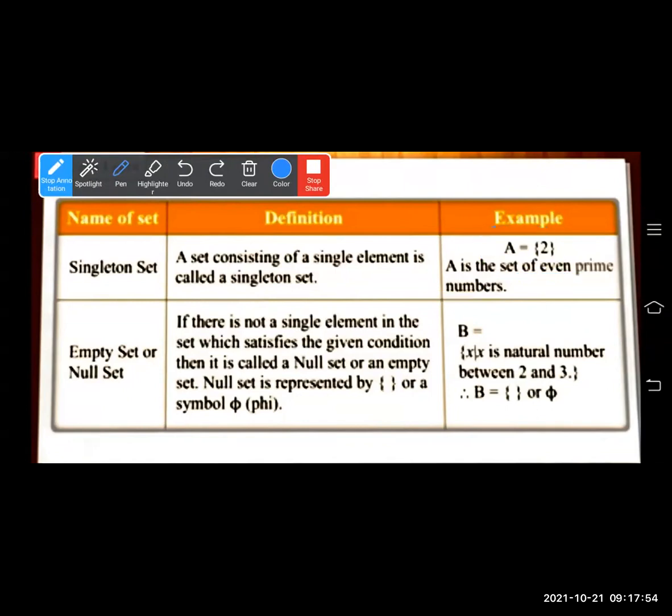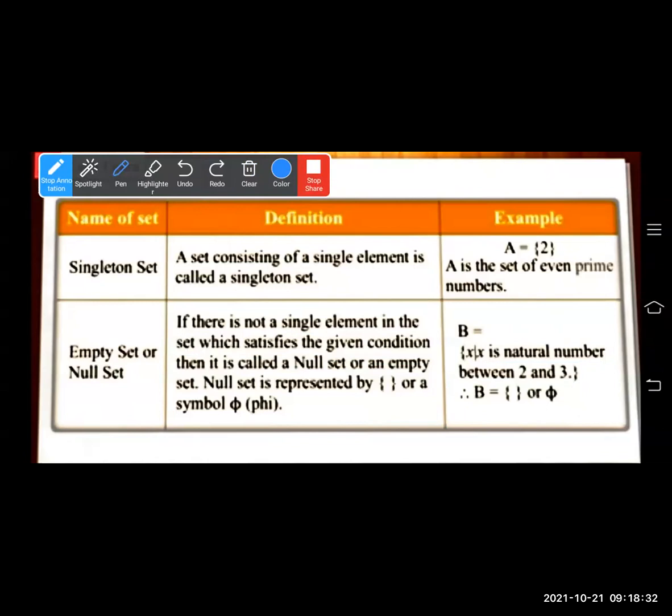Then empty set or null set. If there is not a single element in the set which satisfies the given condition, then it is called a null set or empty set. The null set is represented by opening and closing braces, or by the symbol phi, P-H-I. So one example is given: B is equal to the set of x where x is a natural number, and B is equal to empty. You will see some examples for this set.